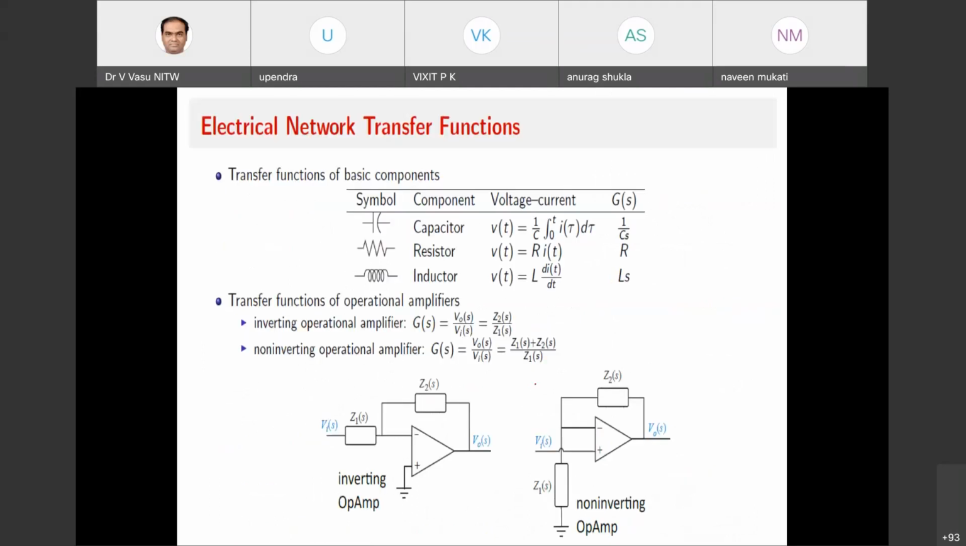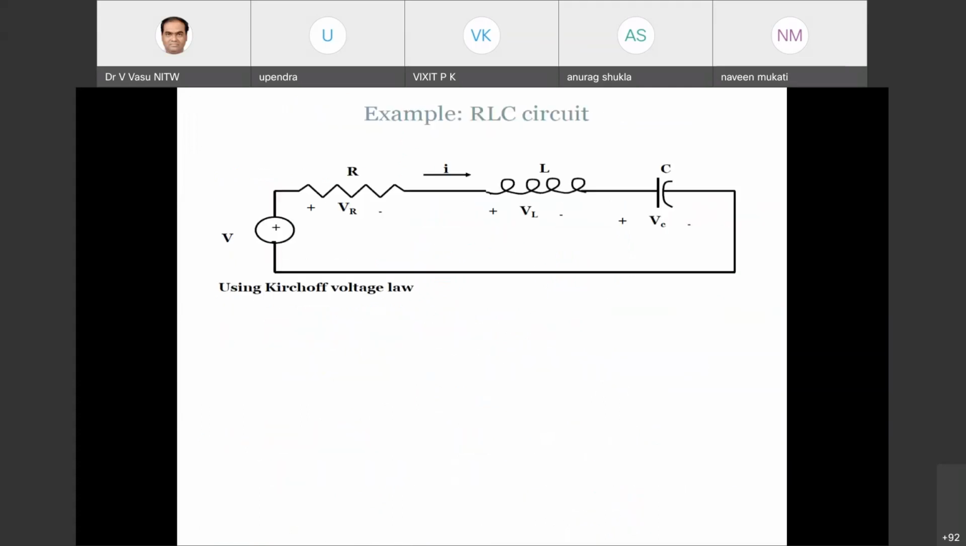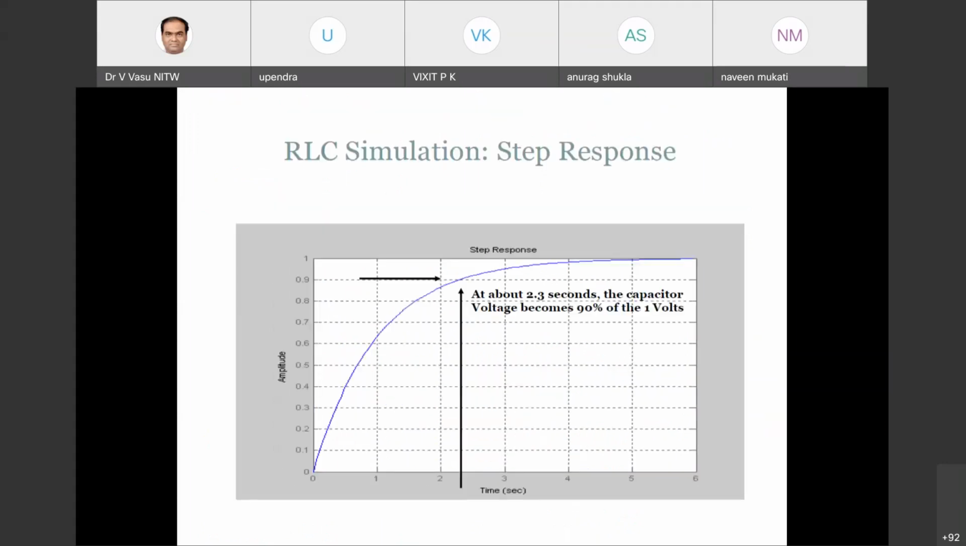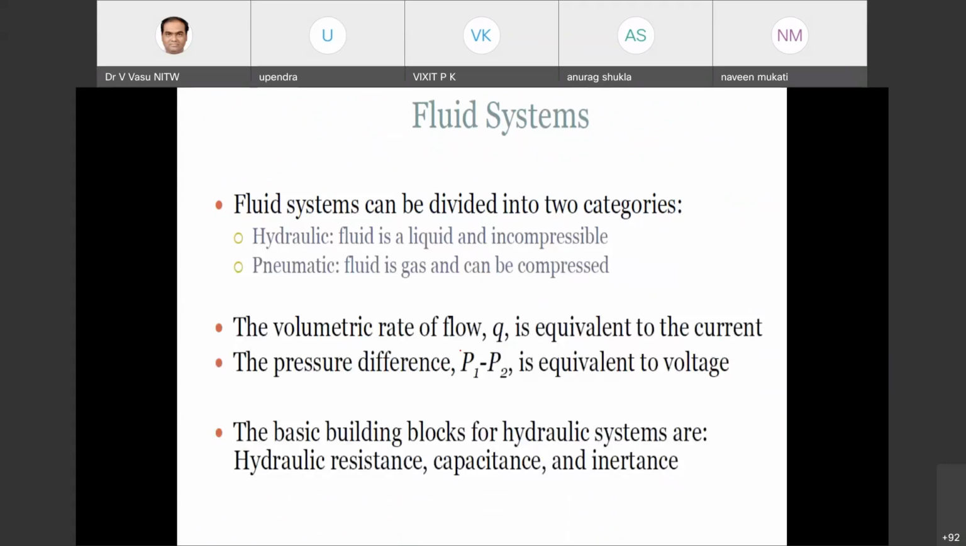Similarly, for the electrical systems, capacitance, resistance, and inductance are the three important components. By combining these three basic components, you can get the combined system. This is how you can make the block diagram representation, and you can analyze this in MATLAB simulating systems.